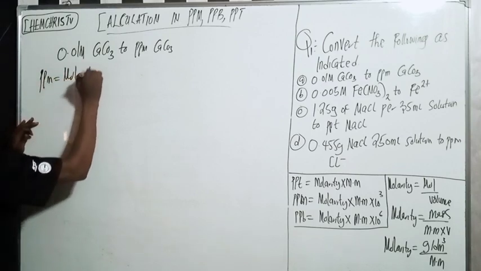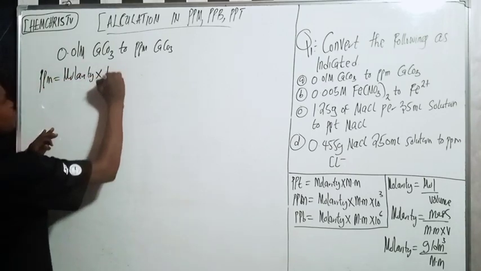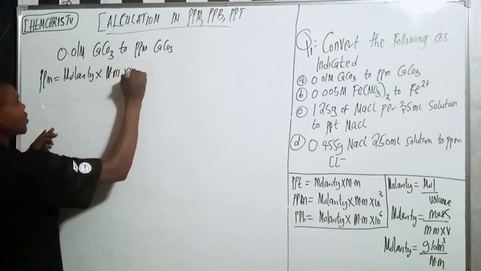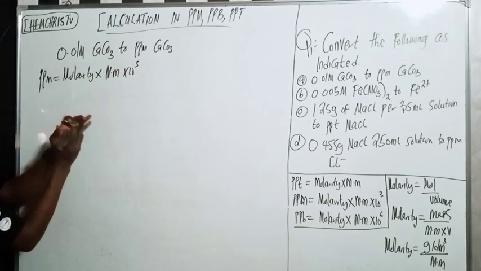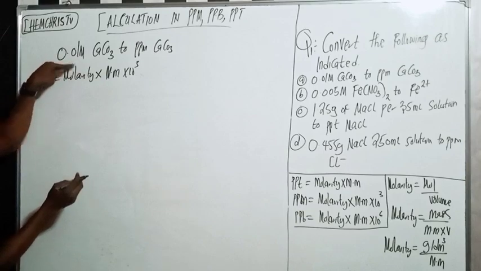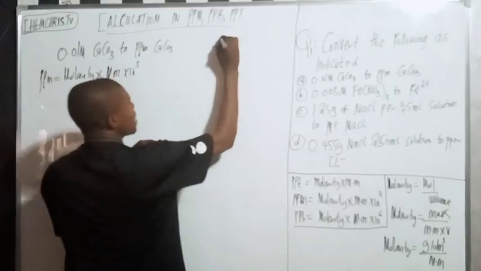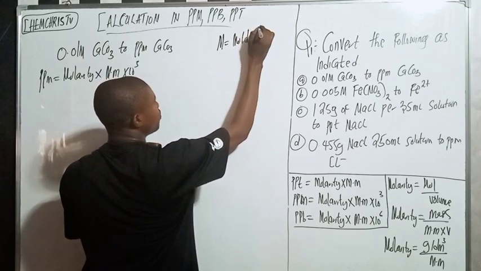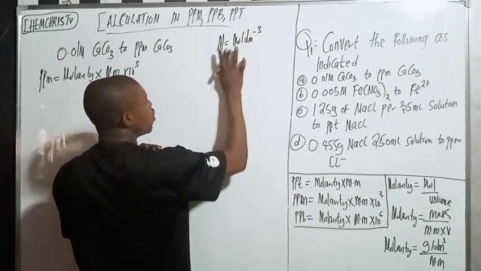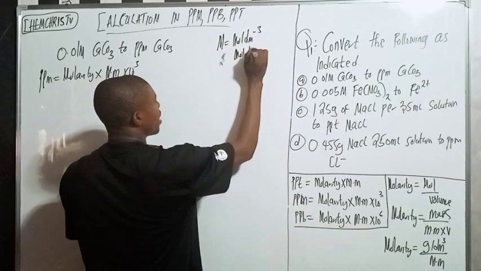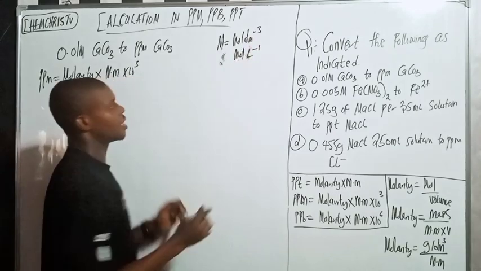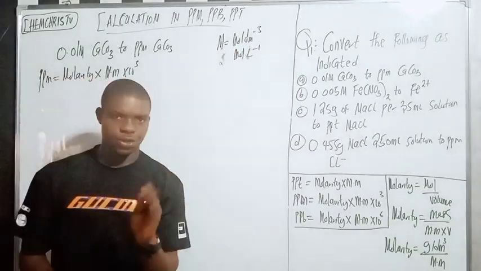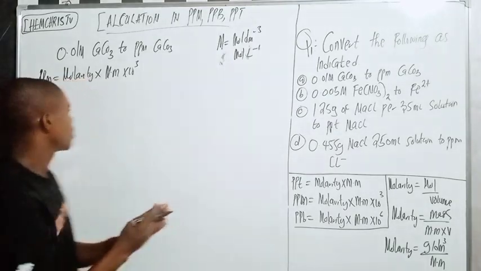molarity times the molar mass of the solution times 10 to the 3, right? So now in the question here, they have given my molarity. Whenever I say capital letter M, it is mole per dm cube, or mole per liter. Do you understand? dm cube and liter are the same thing. So this is what we're taking off, right?